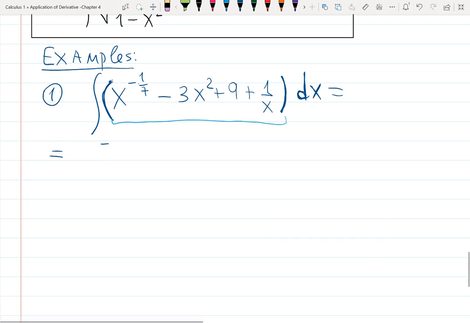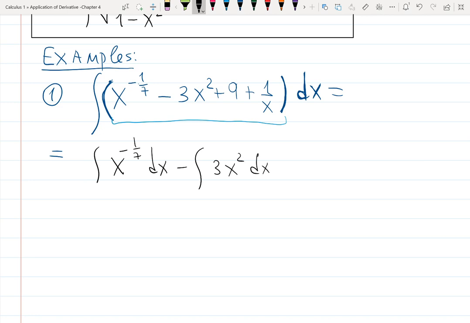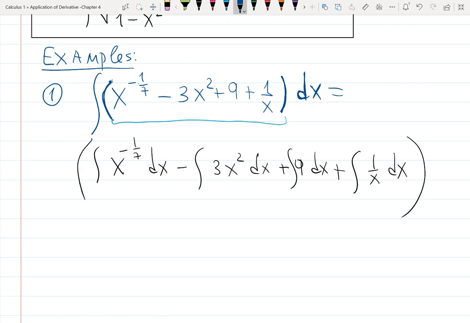Technically speaking, you're supposed to write down the integral of x to the negative 1/7 dx minus the integral of 3x squared dx plus the integral of 9 dx plus the integral of 1 over x dx. I will write it down for you once, and then I will tell you not to do it again. You're supposed to do this in your head. That's way too much writing, and usually people stop doing that pretty much after this lesson. So I'm going to do it in my head.